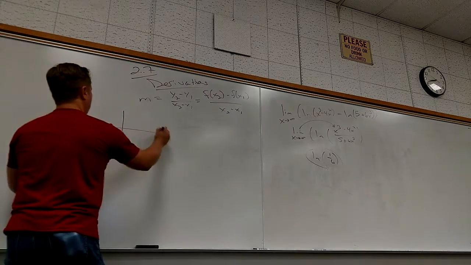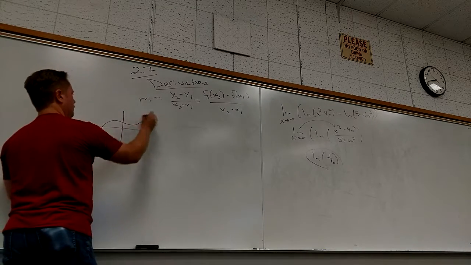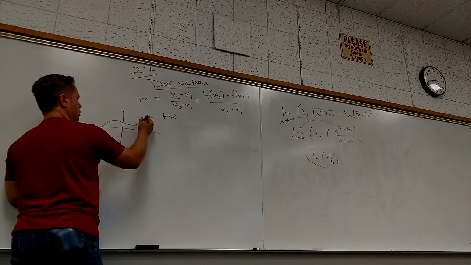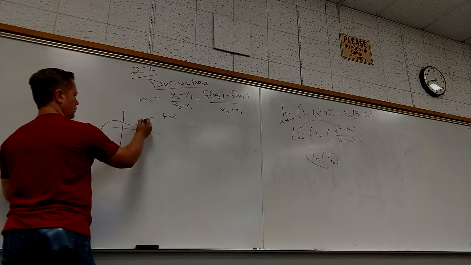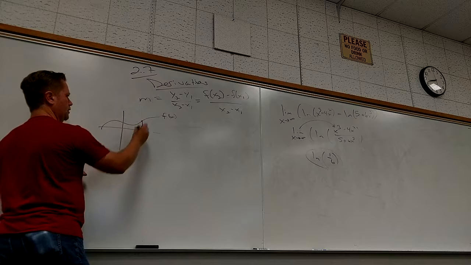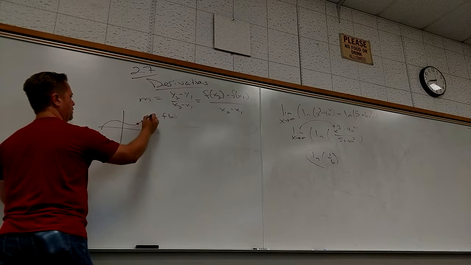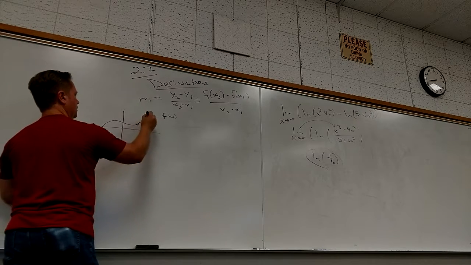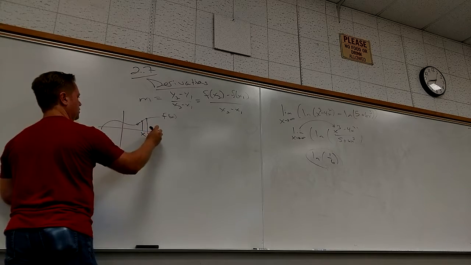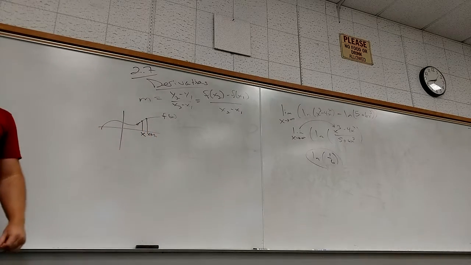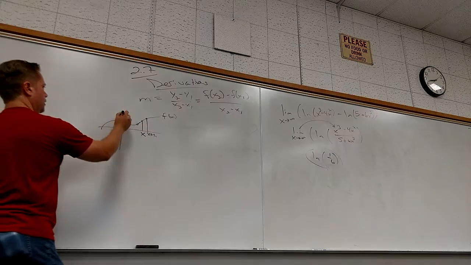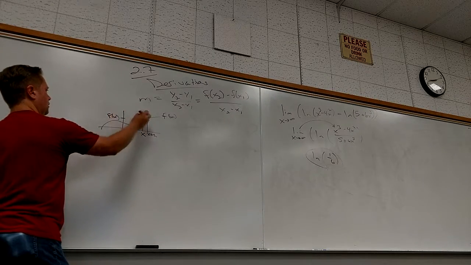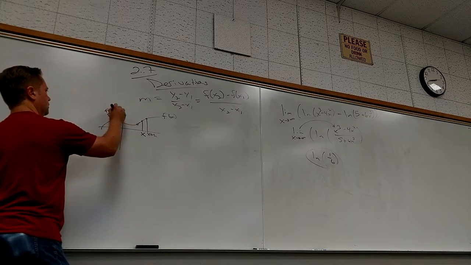So if I have a function and I want to know the slope right there, I go a little bit away from that. Let's go this way, just because. X plus h. So there, this will be f of x. This would be f of x plus h.